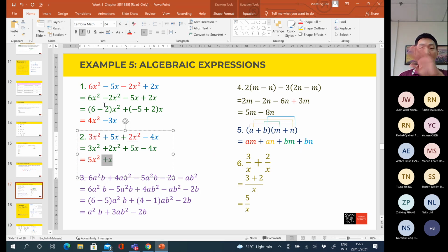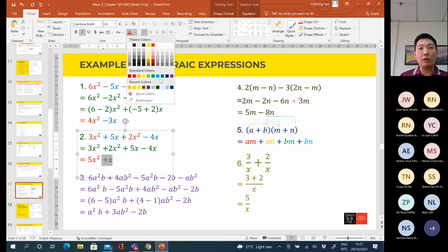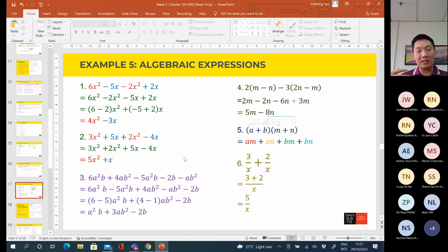If you put plus 1x, nothing wrong also. Usually 1 we don't write down, but if you want to put plus 1x, fine, nothing wrong. You want to put x power 1 also okay, but it's like wasting the space. Usually we don't write down 1x power 1. Just leave the answer like this, enough.